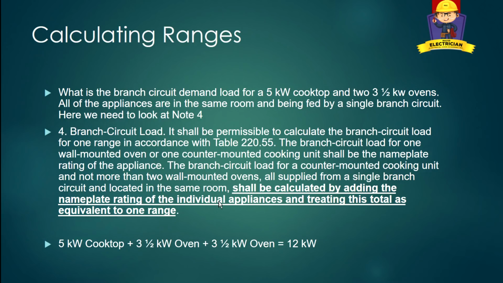All right. Now, what is the branch circuit demand load? We're going to use the rest of note 4 here. Okay, and it says, what if I have a 5 kW cooktop and I have two 3.5 kW ovens? Now, all of these are in the same room. Let's say it's in a kitchen, and they're being fed by a single branch circuit. Okay, so now we look at these other parts of note 4.